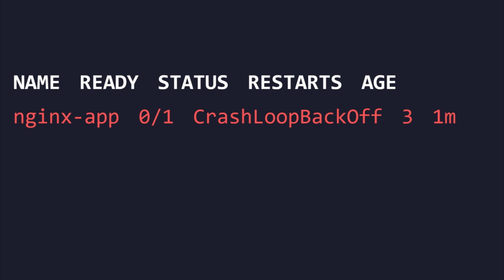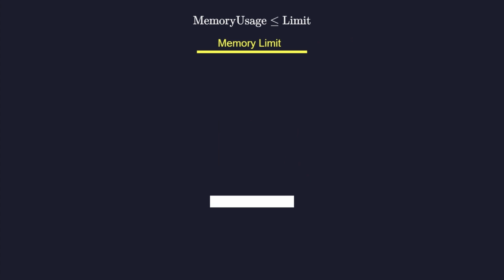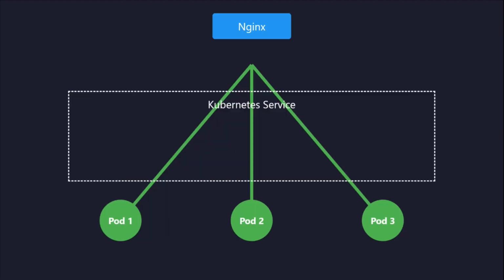A status of CrashLoopBackOff means your application is failing repeatedly on startup, preventing Nginx from establishing a stable upstream connection. Check the specific exit code to determine the failure nature. An exit code of 137 indicates an out-of-memory kill. The Kubernetes OOMKiller terminates processes that exceed their defined memory limits. Inspect the last state of the pod using kubectl describe pod to confirm if resource constraints triggered the termination.